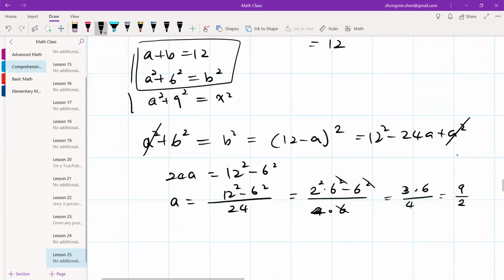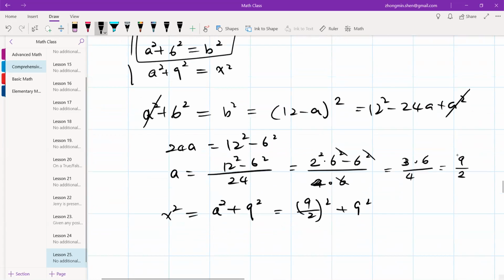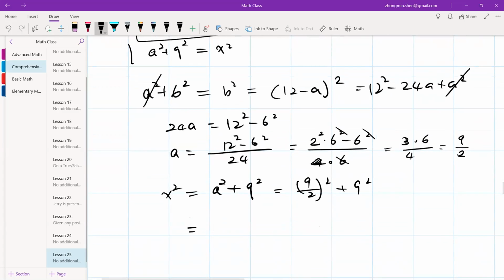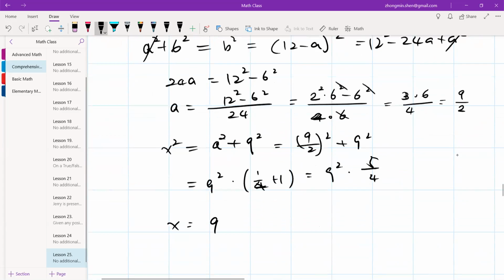So you get A equals 9 over 2, then you get the X squared, right? X squared equals A squared plus 9 squared. So 9 over 2 squared plus 9 squared. Right? So you take 9 squared out, and it's 1 over 4 plus 1. Then finally X is just 9 times square root 5 over 2. Then you solve the problem. Okay.